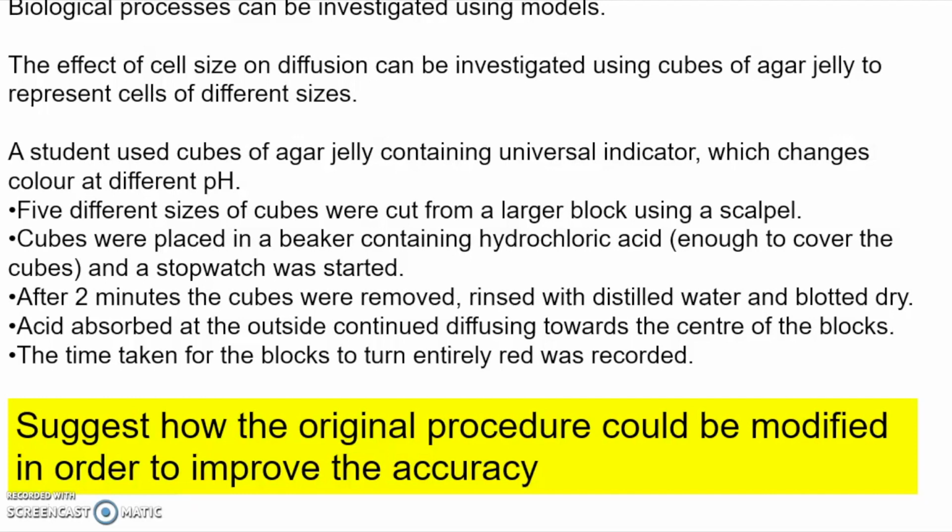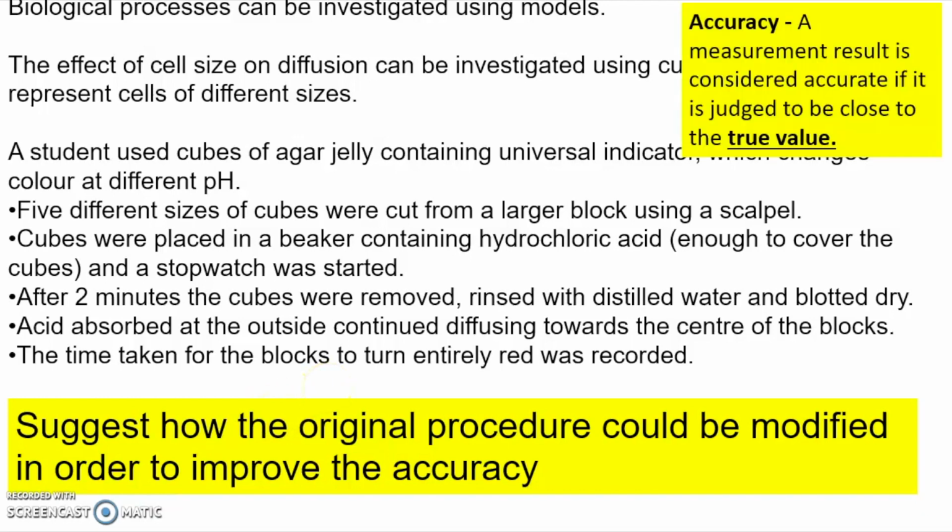What you need to do is suggest how the original procedure could be modified in order to improve the accuracy. Now, this is a 1-mark question. The first thing you want to do is obviously recap the definition of accuracy. A measurement result is considered accurate if it is judged to be close to the true value. So how are you going to improve how close your data is to the true value?